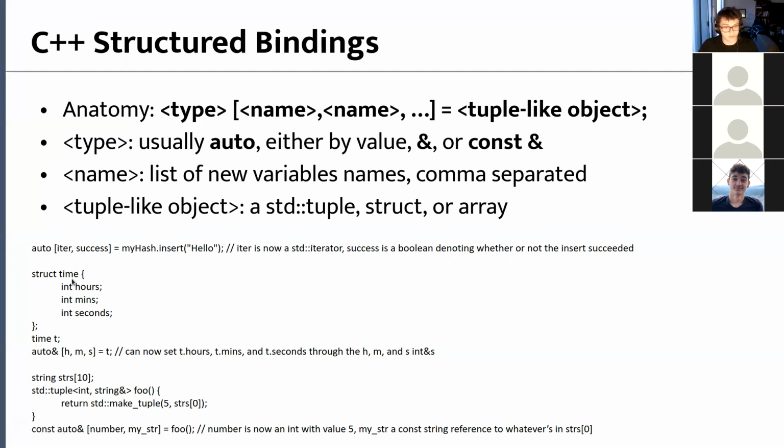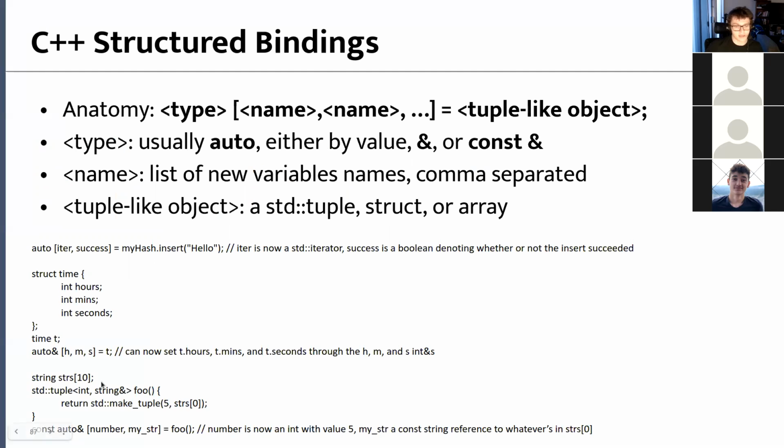We can also do it with a struct, which, I didn't know you could do this, but this is pretty cool. You can declare some struct object, and then by reference, you can unpack its fields into these new variables h, m, and s. If you set h in this current frame, it's the same thing as setting t dot hours, which I think is pretty cool.